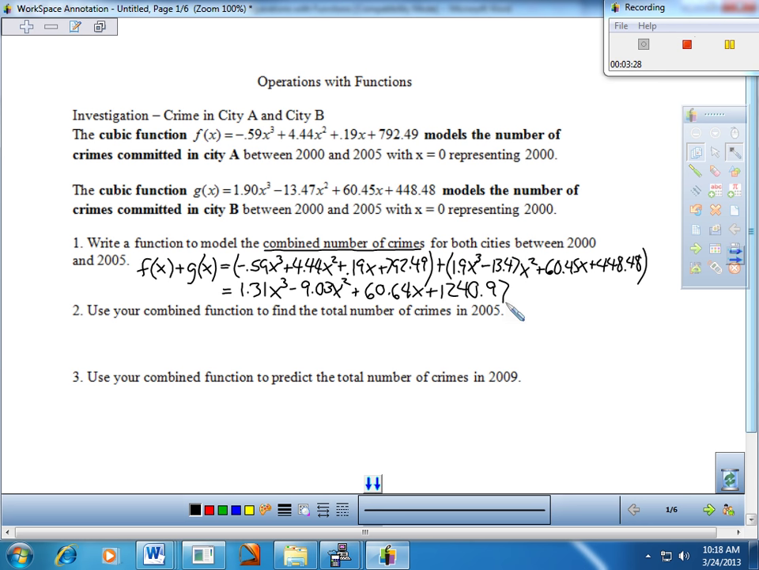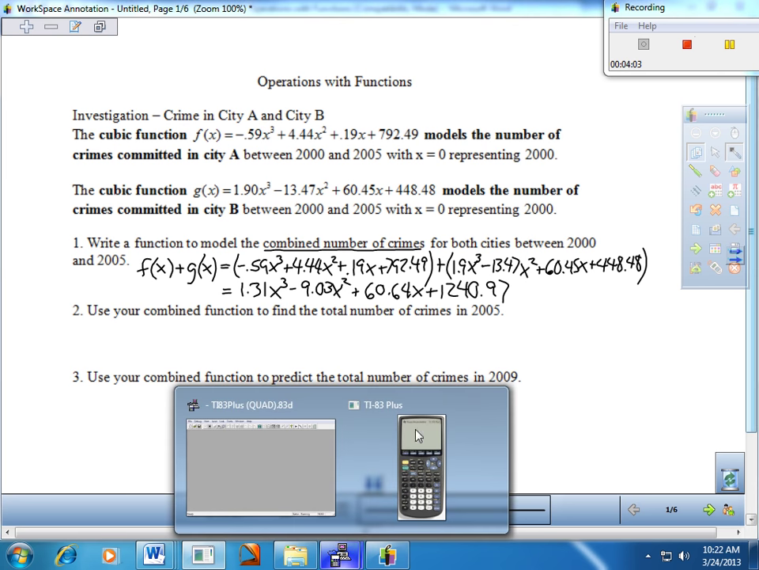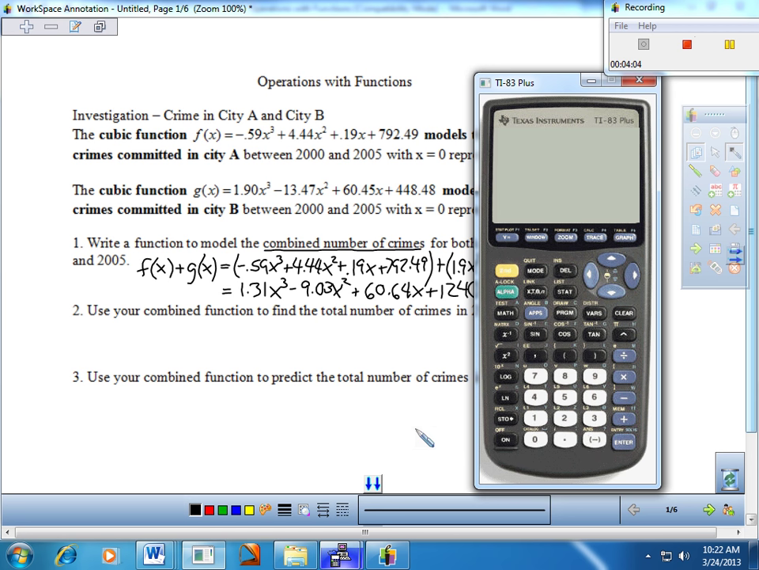Wonderful. Now, let's go ahead and pull this off. It says use your combined function, so use your answer from number 1 to find the total number of crimes in 2005. Well, now that we have this function right here, if I gave you any particular year, you could answer exactly this question, the combined number for the 2 cities. In this case, of course, year 5 would be 2005, so we're going to put in 5 for this right here, and I'll go ahead and do it, and you do it as well, and let's get our value.